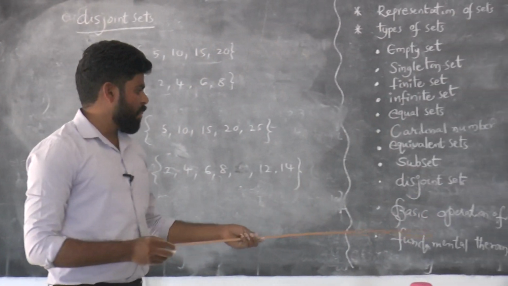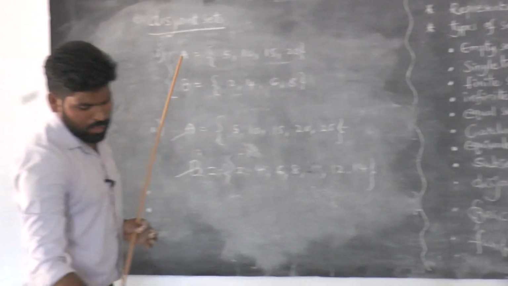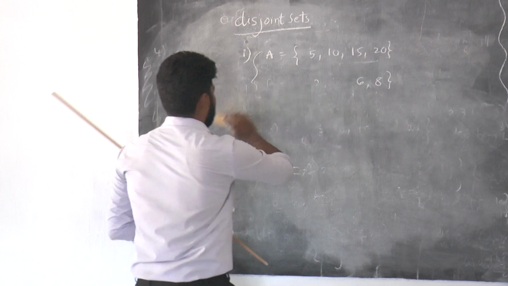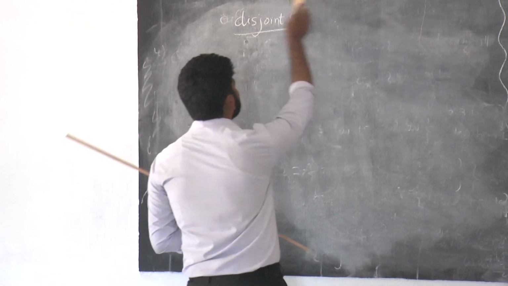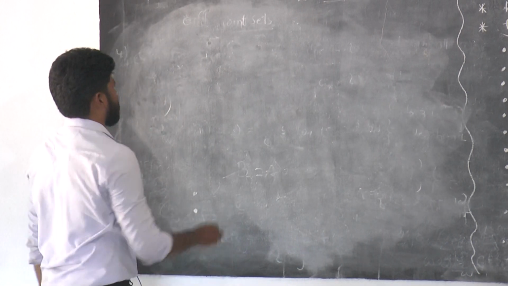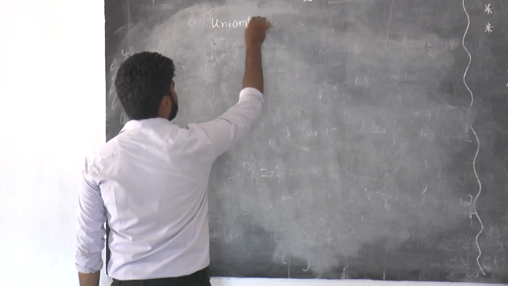Next, basic operations of sets. Very important, four marks. Four marks question, very important. Basic operations of sets. First of all, let's discuss union of sets.